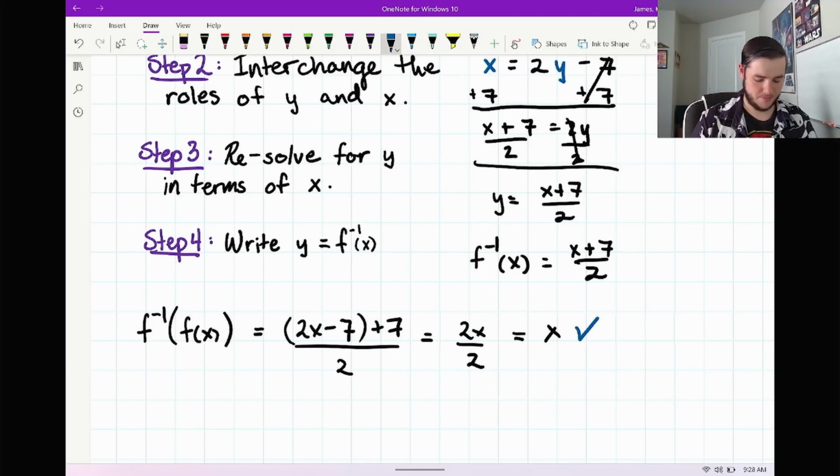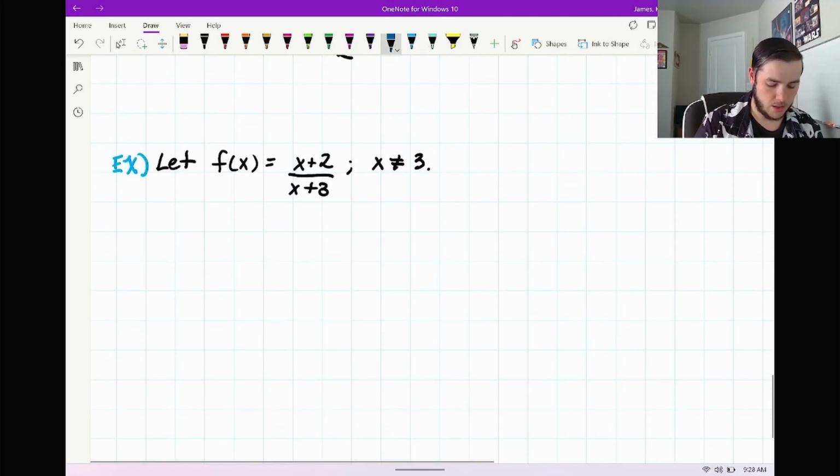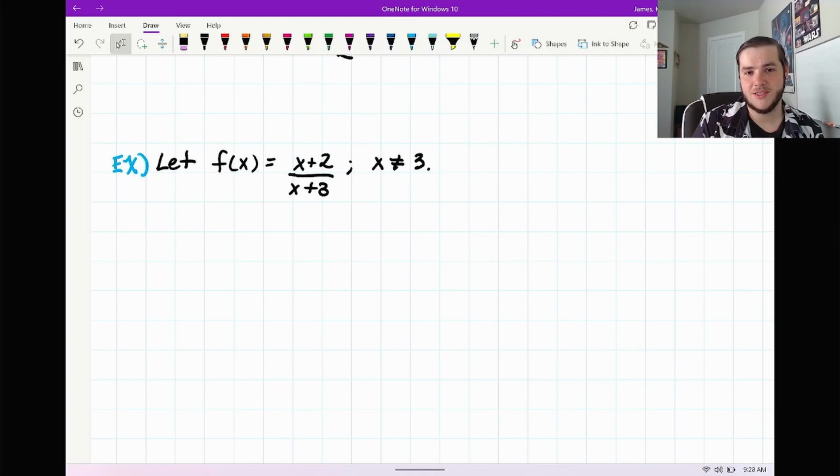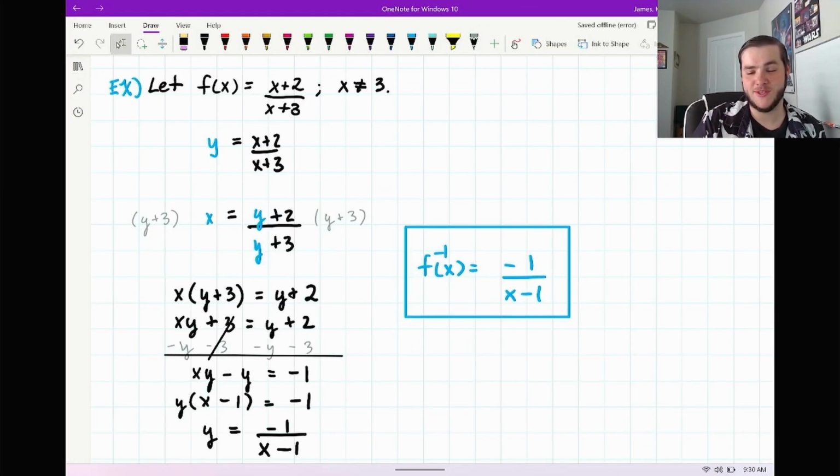Let's try another one. Go ahead and pause the video here to see if you can tackle this problem on your own. The answer that I found was -1 over x minus 1.